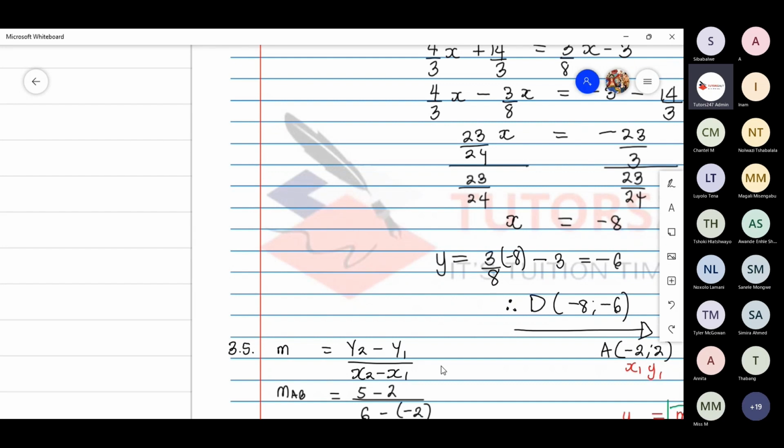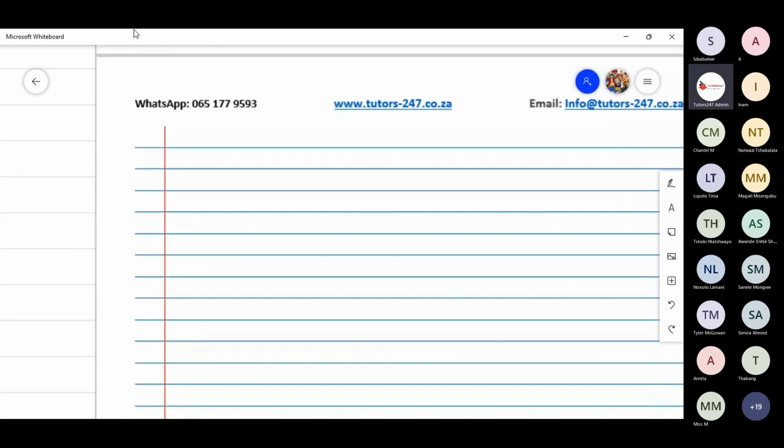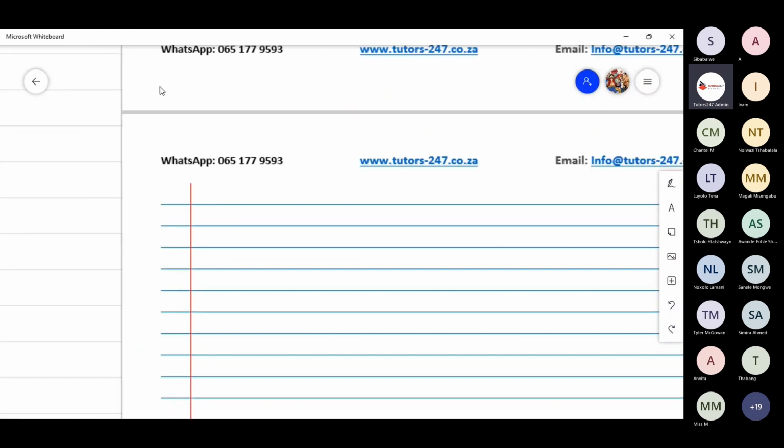So this is question 3.6. It's very important when dealing with analytical geometry to know your properties of a line.